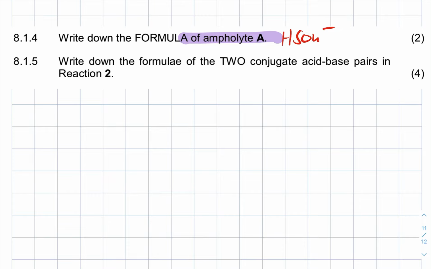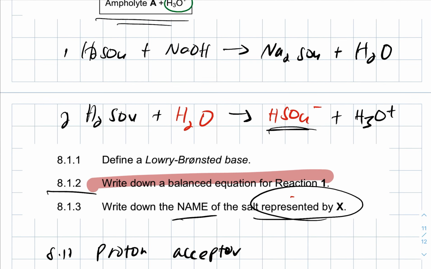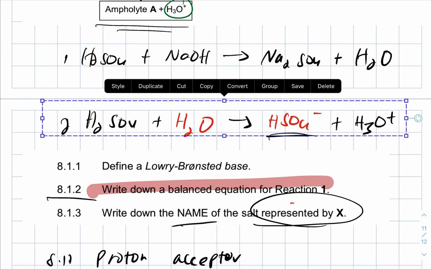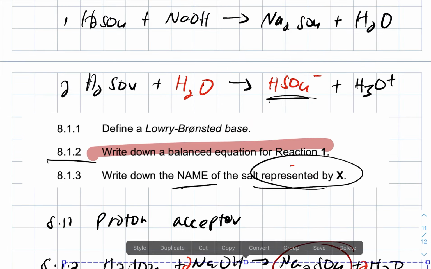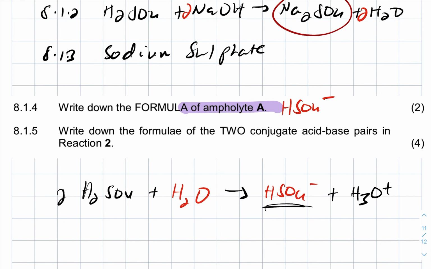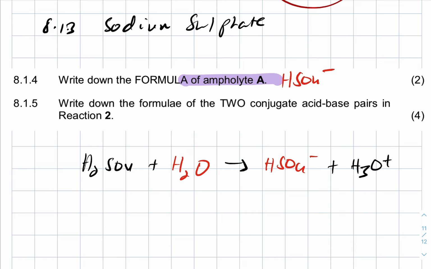And then 8.1.5, write down the formula of the two conjugate acid base pair in reaction number 2. I'm just going to go ahead and copy and paste reaction number 2, so that you guys can understand what we should illustrate as far as that question is concerned. All right, that's reaction number 2. Might as well get rid of the 2 there. All right, in these, they want us to find the conjugate acid base pair. Actually, they're looking for 2 conjugate acid base pairs as being highlighted for us there in capital letters.